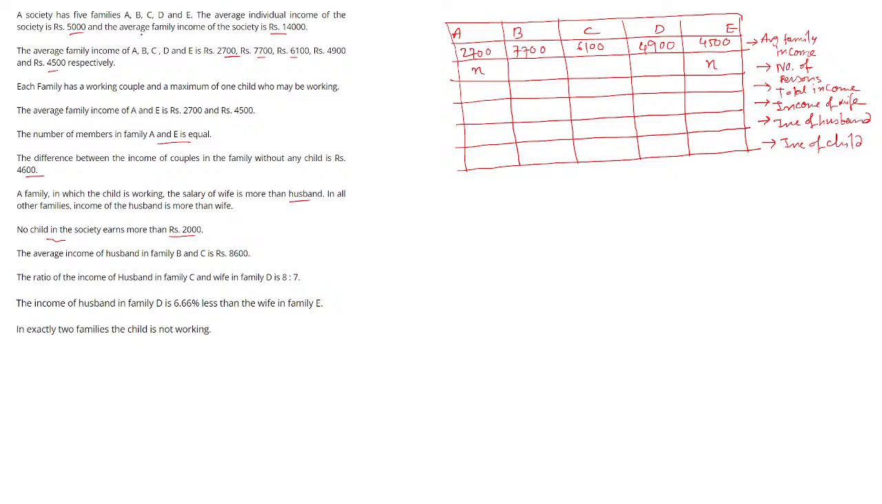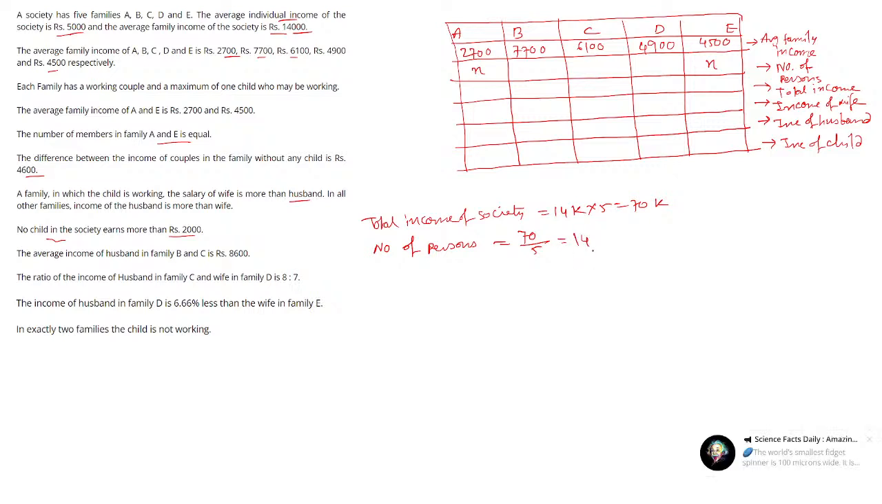Now try to understand that the average family income of the society is 14,000. So what is the total income of the society? There are 5 families, and the average family income, 14,000 multiplied by 5, gives 70,000. So the total income is 70,000, and the average individual income is 5,000. So we can very easily find the number of persons in the society: 70,000 by 5,000, the 1000 gets cut, and the number of persons is 14.